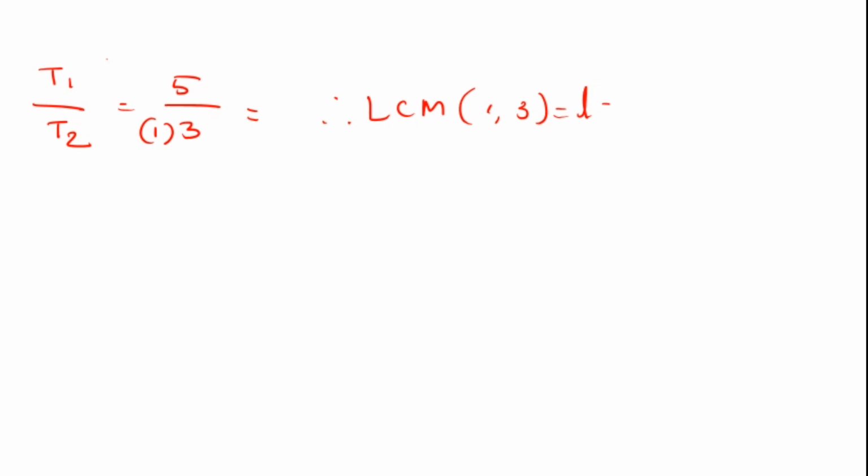Then T1 by T2 is equal to 5 divided by 3. I am going to multiply it by 1. Then LCM of 1 and 3, which is equal to L, is 3. Therefore, fundamental period T is equal to T1 into L, which is equal to 2 by 3 into 3, which is equal to 2.